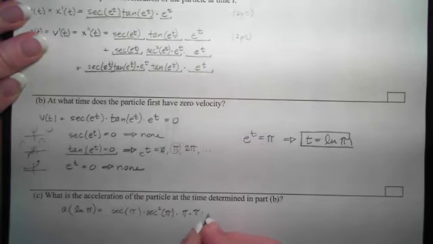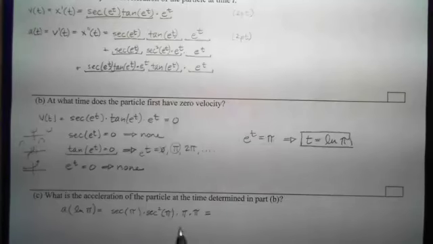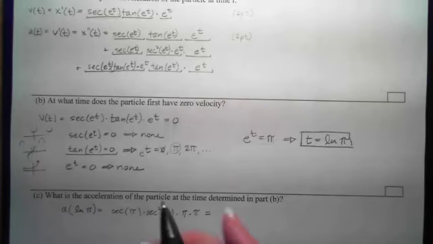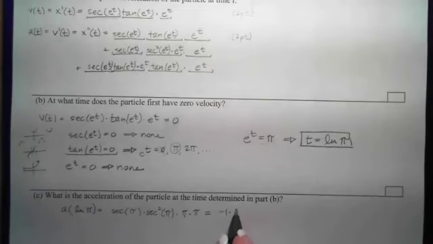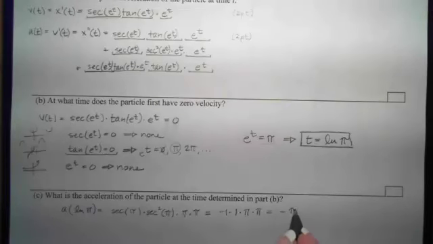again is pi. If we simplify this, remember secant is the reciprocal of cosine, and the cosine of pi is -1. So I get a -1 times a -1 squared times a pi times a pi. So we end up with a negative pi squared.